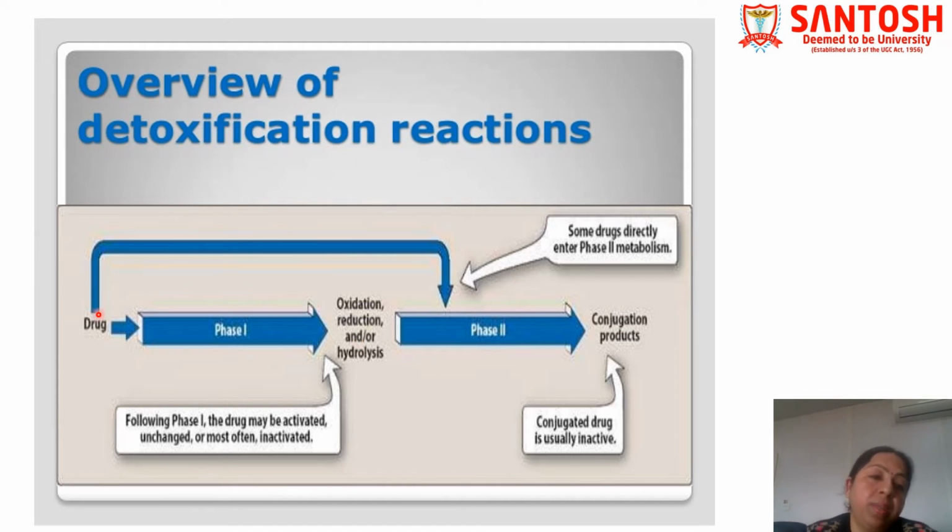Sometimes the drug or xenobiotic substance is hydrophilic enough that after a certain small stay in the body, it is automatically removed out of the body. It can skip phase 1 and phase 2. There is no need of conversion because its bioavailability in the blood is very, very less.